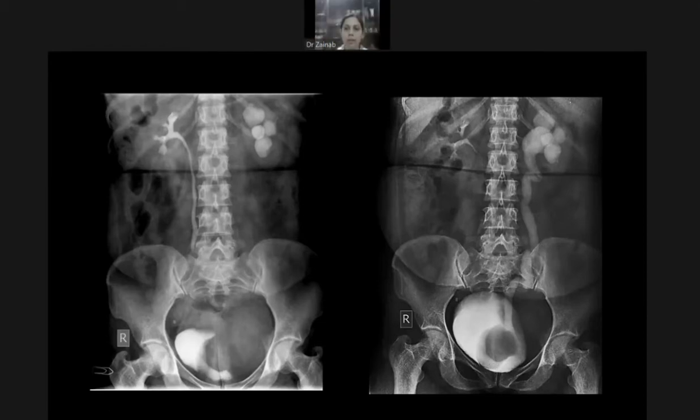Yes. Okay. So another important point is that this filling defect is very rounded. A ureterocele that you see is more ovoid.